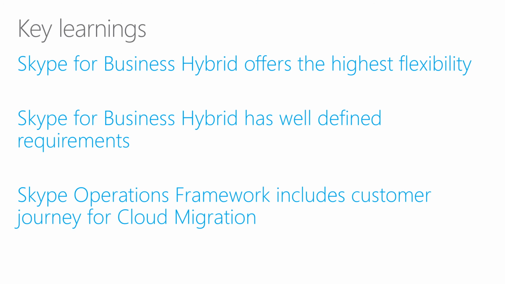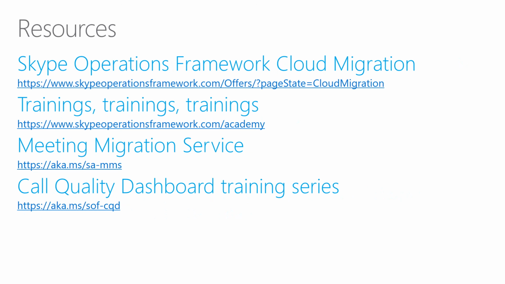We have also seen here that Skype for Business Hybrid has well-defined requirements. When doing hybrid, you need to take care of a few things to be sure you are successful, like firewall openings and proxy. You need all of these in place to be successful. There are a few steps as well that are required. The Skype Operations Framework cloud migration journey is important here, and it includes the customer journey for cloud migration. You have to do things in the right sequence, and doing one thing before the other might cause issues. That's also one of the key learnings here.